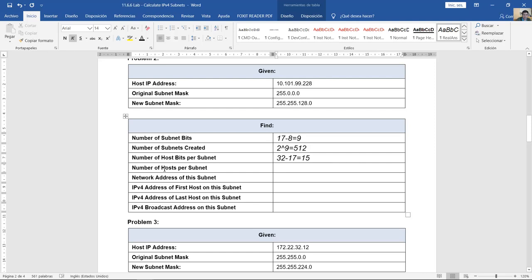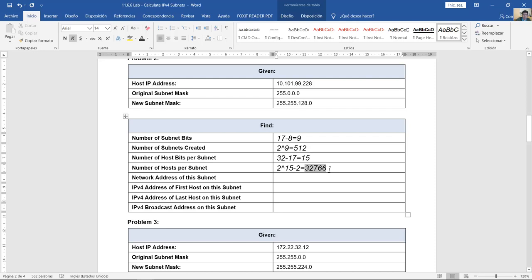Number of hosts per subnet. 2 is the base in binary, to the power of 15, minus 2. You will not include the network address and broadcast address when you calculate the host addresses. And this is 32,766.